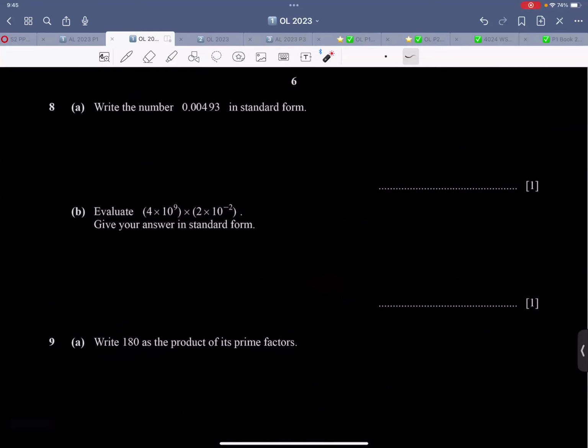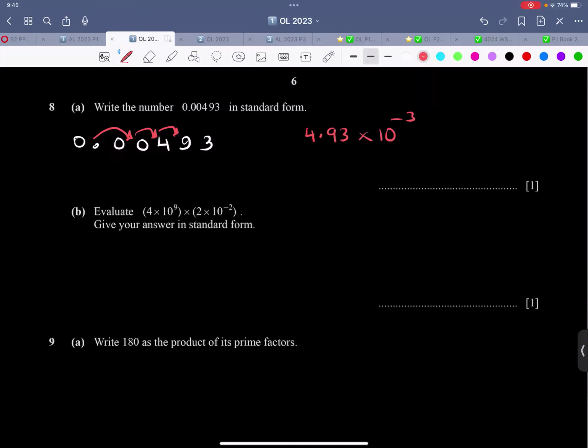Question number 8. Write this number in standard form. So this is 0.00493. What I do is I'll move the decimal 1, 2, and 3 places. So this is 4.93. Since the number is in decimals, we write 10 to the power negative 3. Basically, this is 493 over 1000. So this is actually 4.93 upon 1000. So that can be written in standard form as 4.93 times 10 to the power negative 3.